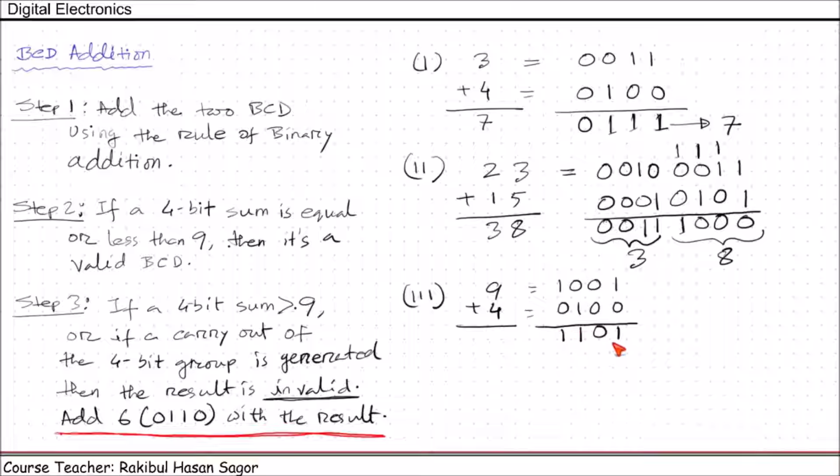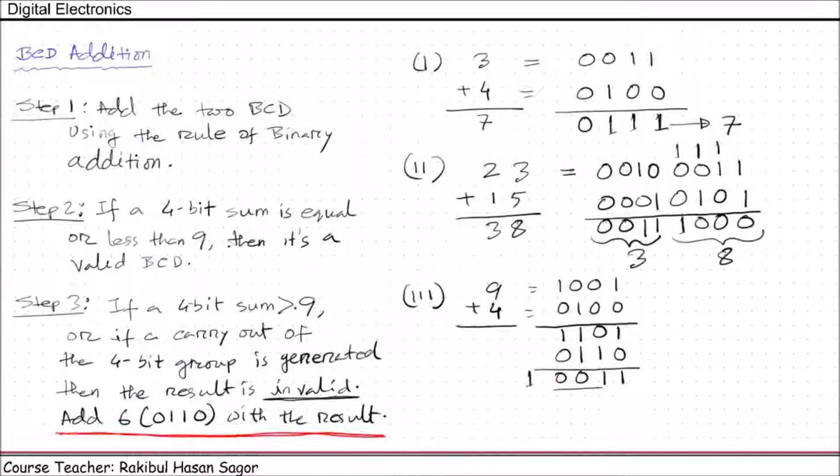Is this a valid BCD? No, this is not valid BCD because this binary equivalent is greater than 9 in decimal value. So when the 4-bit sum is greater than 9, we need to add 6 with the result, then we'll get the final result. 1 plus 0 is 1, 1 plus 0 is 1, 1 plus 1 is 0, and we have carry 1, 1 plus 1 plus 0 is 0 here, and there will be a carry here.